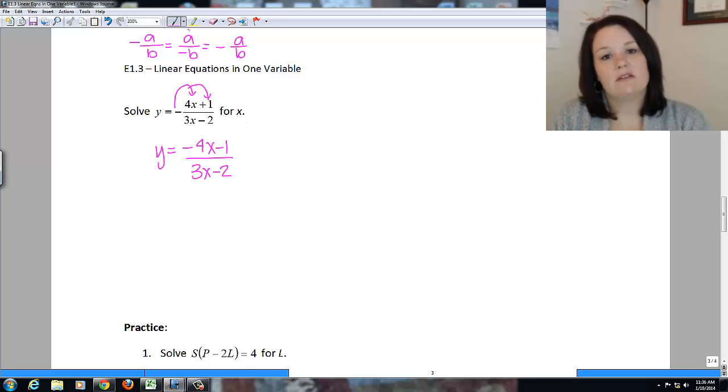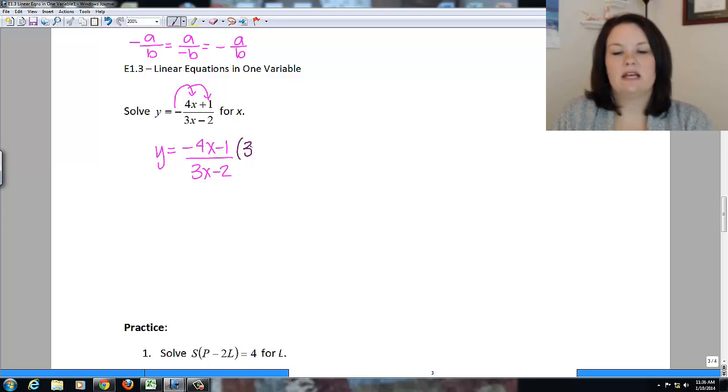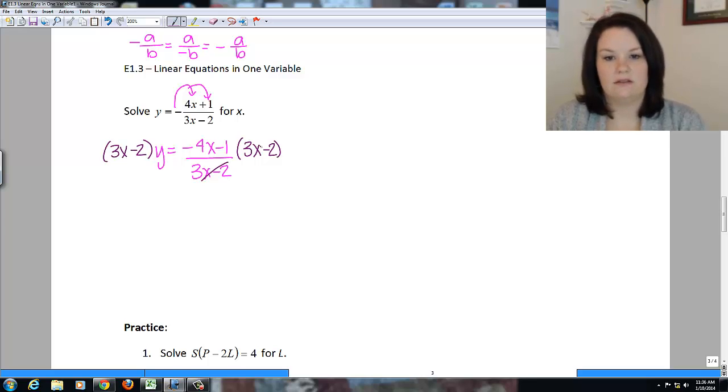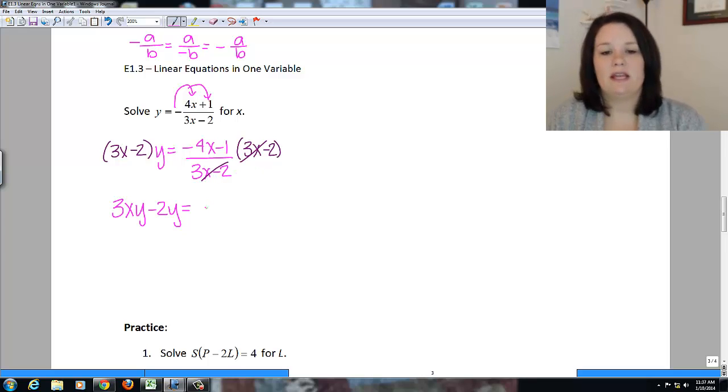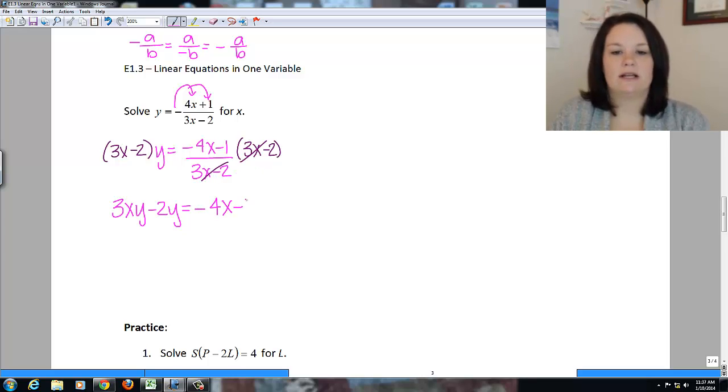Now, since I'm solving for x, I need x to be out of the denominator, so I'm going to multiply both sides by 3x minus 2 so that I can cancel that on the right-hand side. Those will cancel. And what I'm left with on the left is, I'm going to go ahead and distribute that y, so I get 3xy minus 2y is equal to, on the right, everything canceled except for the top, so I have negative 4x minus 1.